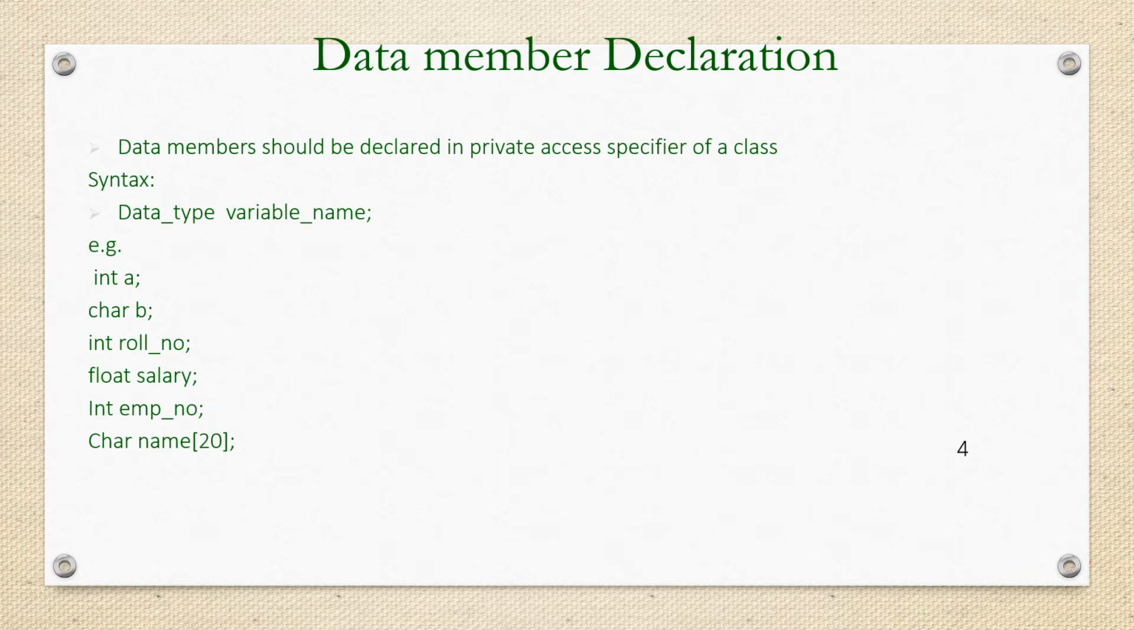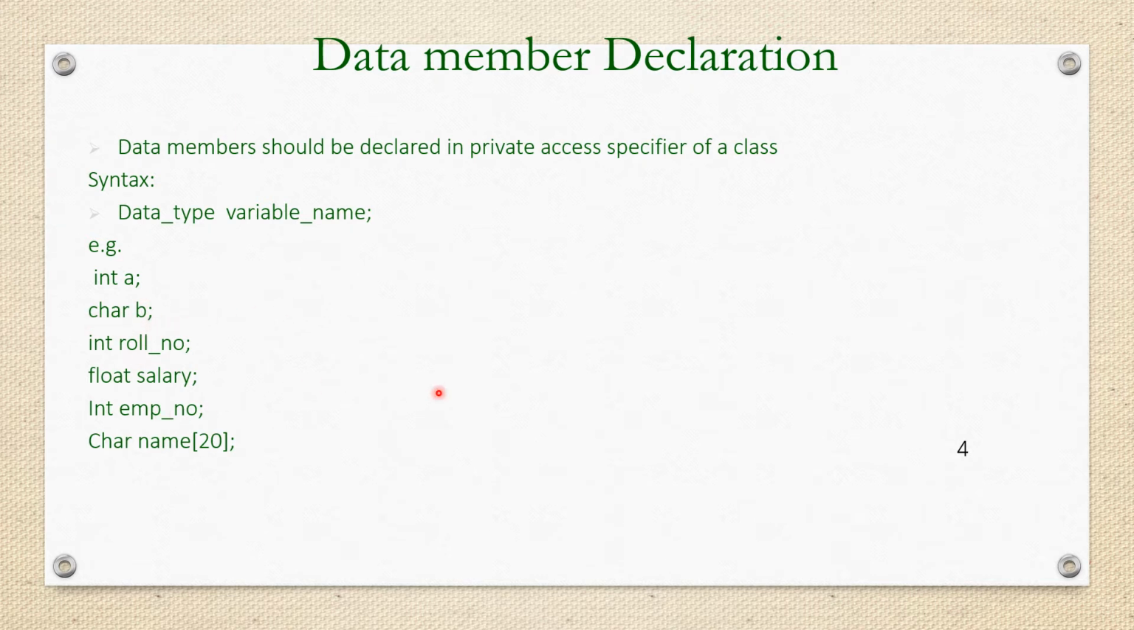Now first we will see how to declare the data member. Generally we declare the data member in the private access specifier of a class. So we will see the syntax. The syntax is data type, variable name, for example int a, char b. Here in the first line we have declared the data type as integer and variable name as a, and in the second line we have declared the data type as character and variable name as b. So integer will store the integer number and character will store the character.